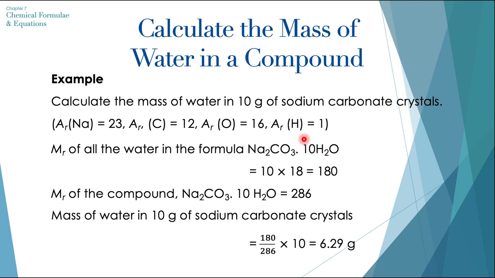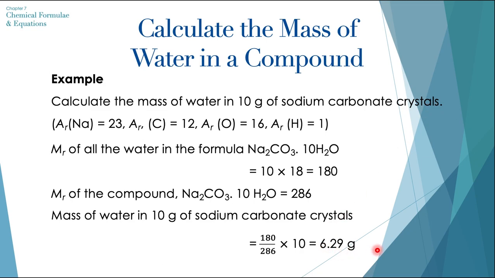So, to find out the mass of water in 10 grams of sodium carbonate crystals, we do something like this. We find out the molecular mass of all the water in the formula Na2CO3·10H2O. And so, the molecular mass of water is 18. We multiply by 10 because there are 10 water molecules in this formula, and we get 180. Molecular mass of the compound Na2CO3·10H2O is 286. Simple, what we do is that we divide 180 by 286 and then multiply by 10, the given amount of sodium carbonate crystals, and we get 6.29 grams.